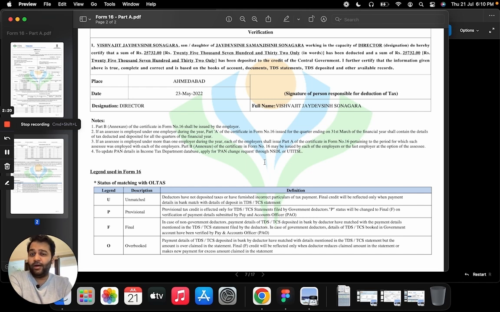If your employer does not issue Form 16, don't worry, no need to panic. You could still file your income tax return. We're going to talk about it in the third and the last section as to how to file your return. Let's also take a look at Part B.